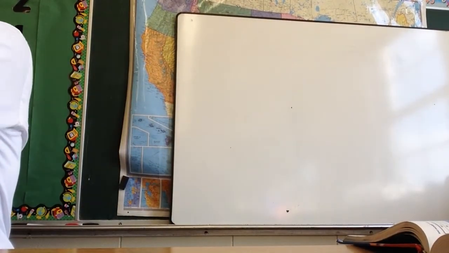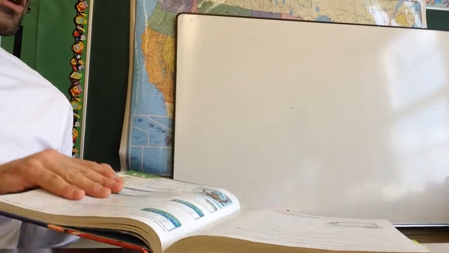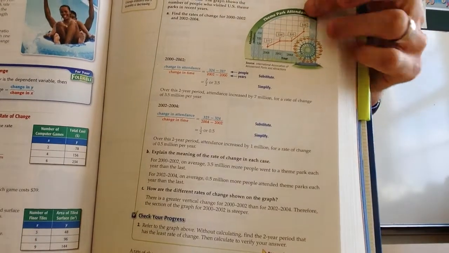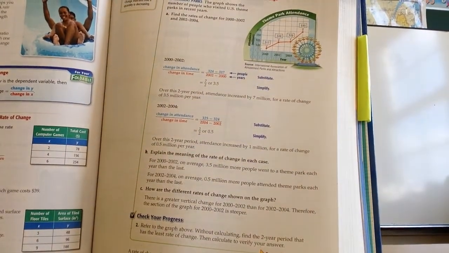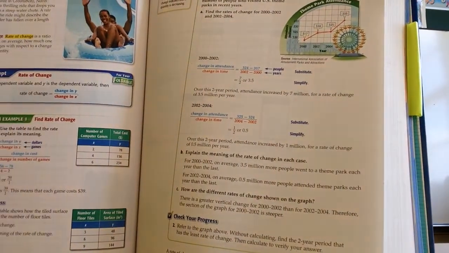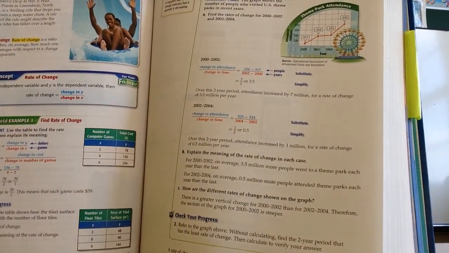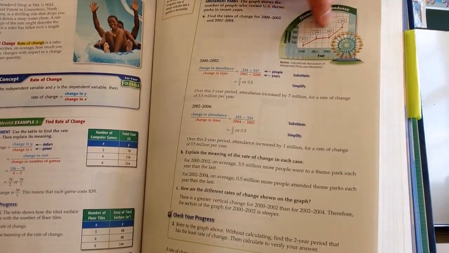All right, now let's talk about a problem in the book. I'm going to show you a table, which I know when I do this is not the most clear. I want you to look up here at this corner talking about the roller coaster. And I want you in particular to take a look at years 2000 and 2002, because we're going to find the rate of change between 2000 and 2002, which is this first line.